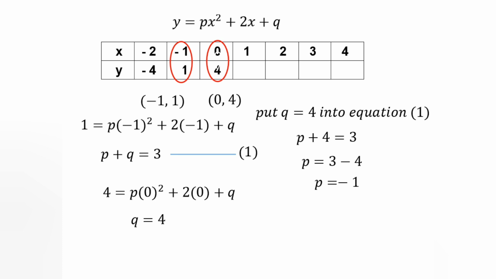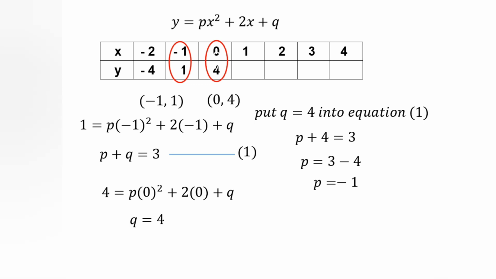So that is what we have. Now, once we have P and Q, we can just substitute into the relation and get the actual quadratic function, or the actual relation. So we just substitute -1 for P and 4 for Q, and that's going to give us the equation, which is y is equal to x squared plus 2x plus 4. That is our equation.